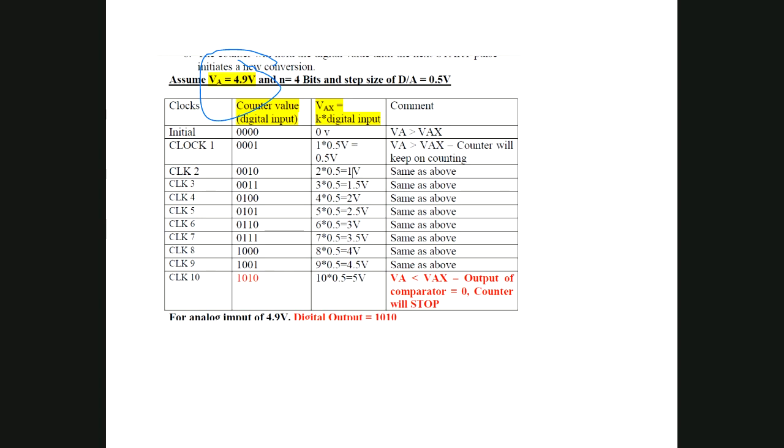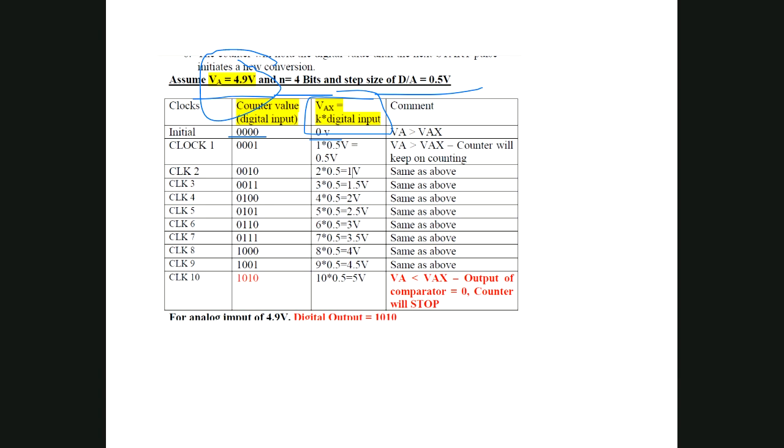Okay, now listen. Please look here, very simple, let us go fast now. VA is given to you, you will know the number of bits and you know the step size. Initially the counter value is 0000. VAX will be K times the digital input, because it is the output from the digital to analog converter, so K, the step size, times the digital input. So 0.5 times 0 will be 0. So VA is more than VAX, it will keep counting.